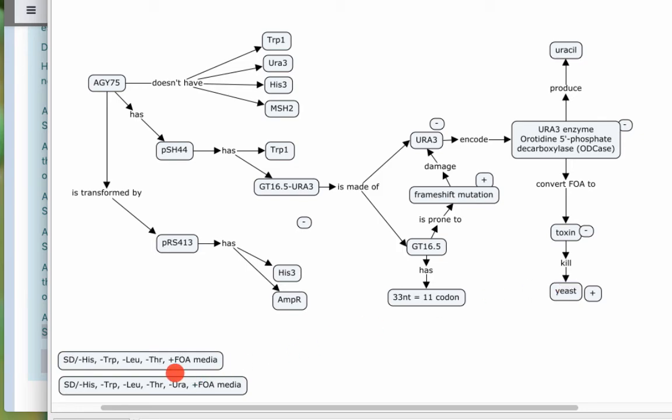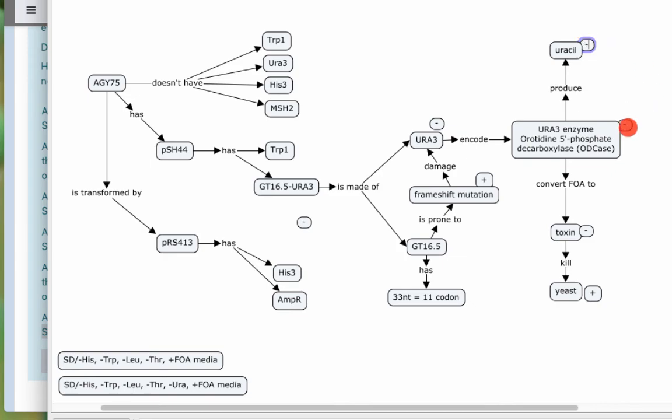If we also remove uracil from the medium, this makes the situation more complex because uracil is an essential nutrient. So we also need to look at whether the yeast has the ability to produce uracil for itself. When the URA3 enzyme is not present, uracil won't be produced. This means the yeast cannot survive. Even though there is no toxin to kill the yeast, there is also no uracil to support its growth. So no growth.